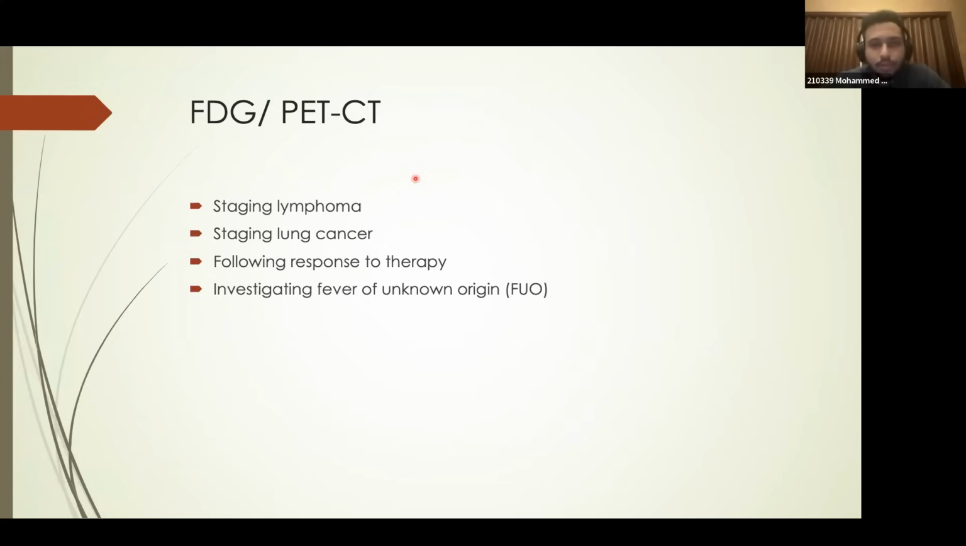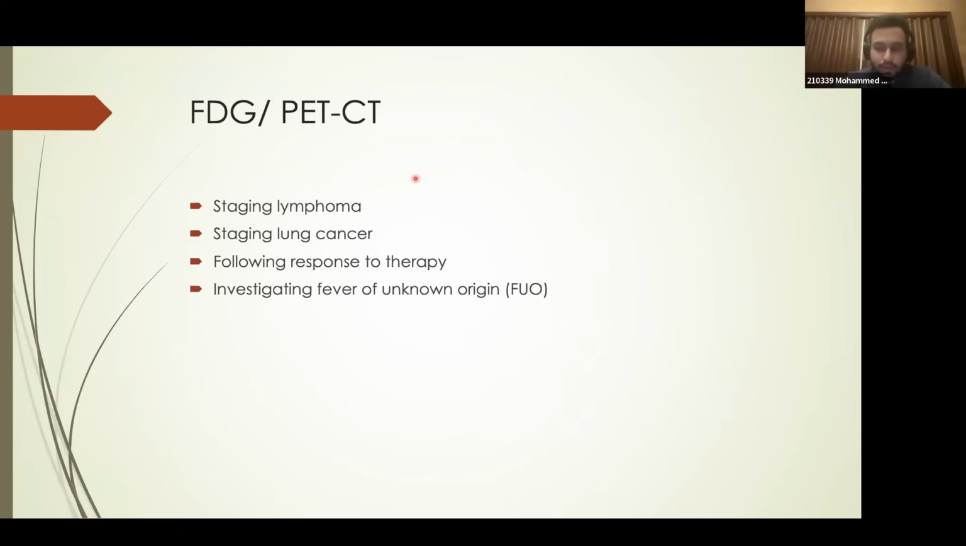And just remember this. Use PET-CT or FDG PET-CT for staging of cancers, for checking after you start treating the patient if the treatment was effective or not. So checking the response to the therapy, because if you start giving chemotherapy and the tumor shrinks and it's not as active, you can pick it up through PET-CT. And investigating the fever of unknown origin.